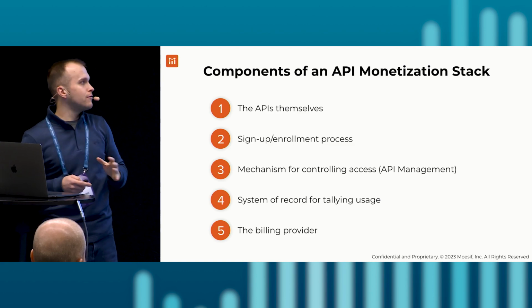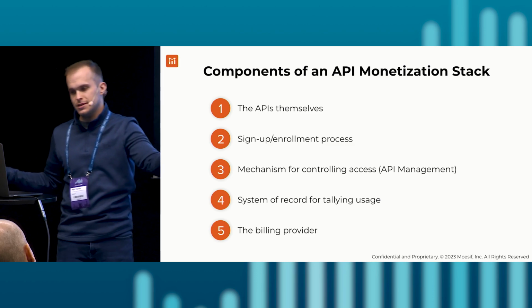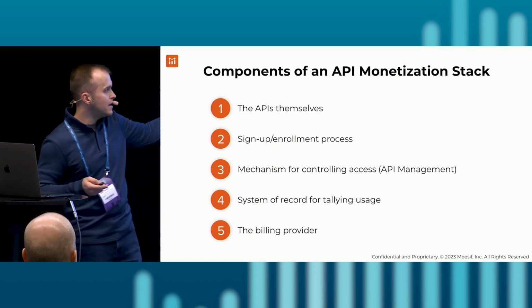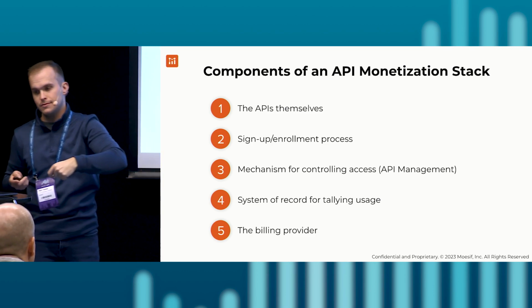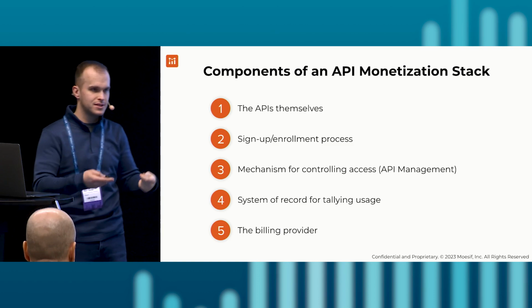Then you have the mechanism for controlling access. So usually this is API management. There's obviously other ways to do this, but API management is kind of the go-to way to do it. Fourth, you need a system of record for tallying usage. Then lastly, you need a billing provider. Who's actually going to invoice these users?